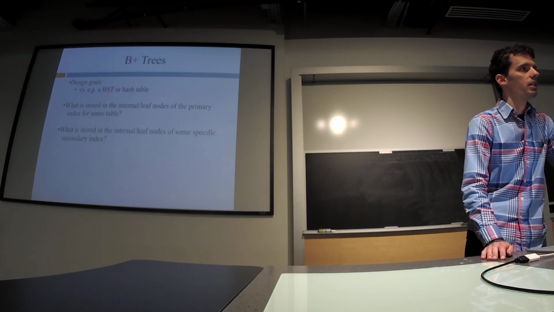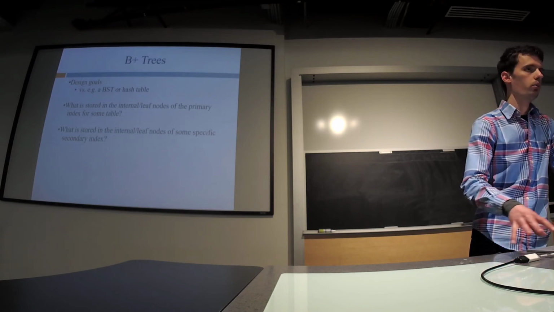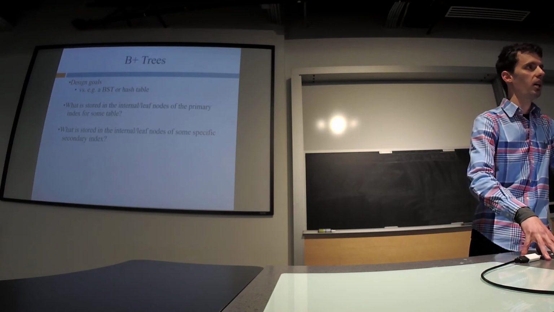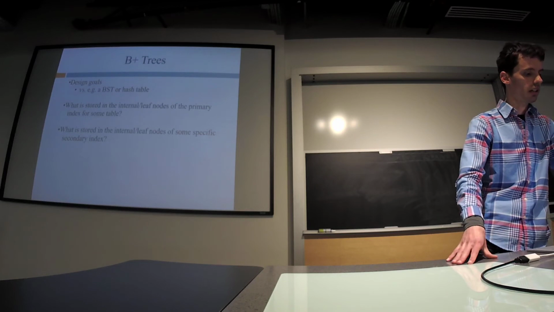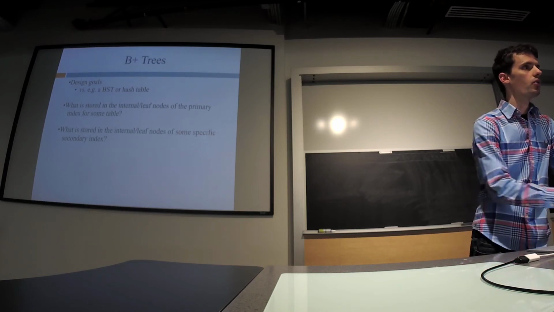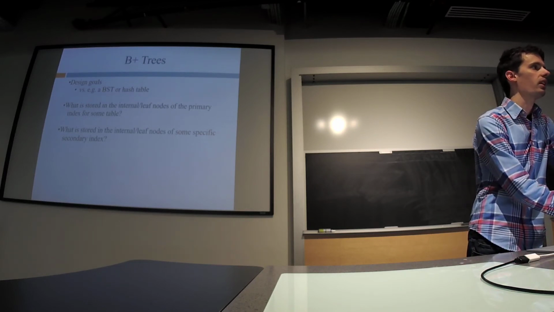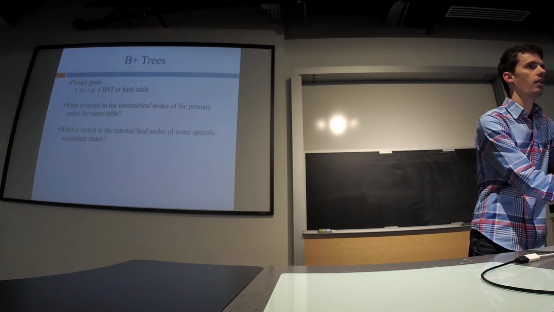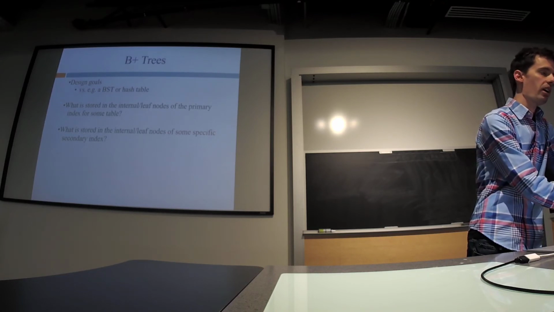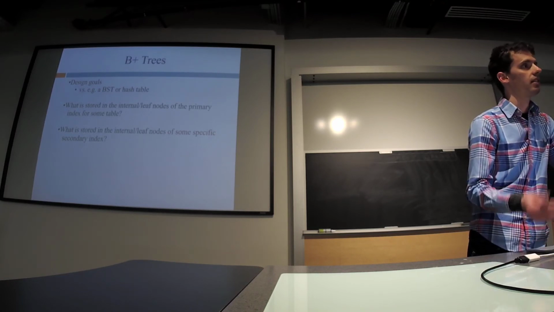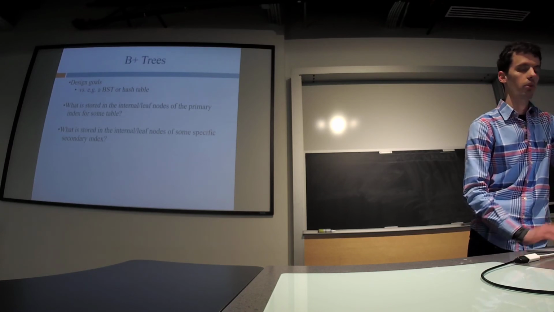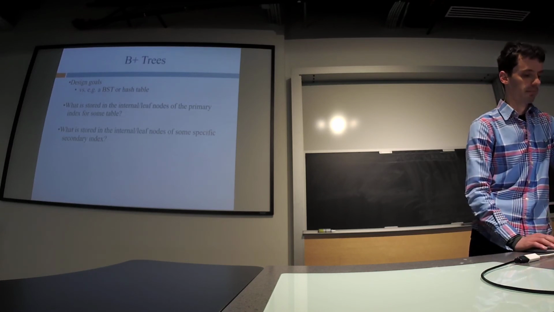B+ tree specifics, so the design goals behind them, why we use them over some other data structure. What is stored in a B+ tree? Specifically, internal nodes versus leaf nodes have a different structure. Primary index versus secondary index has a different structure. So homework 7, basically.